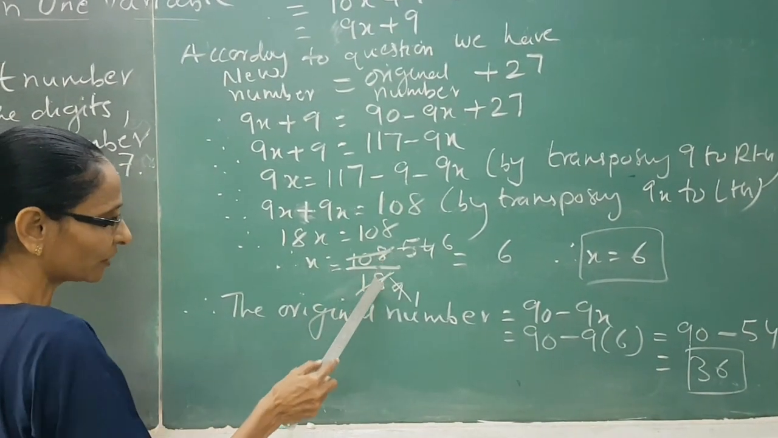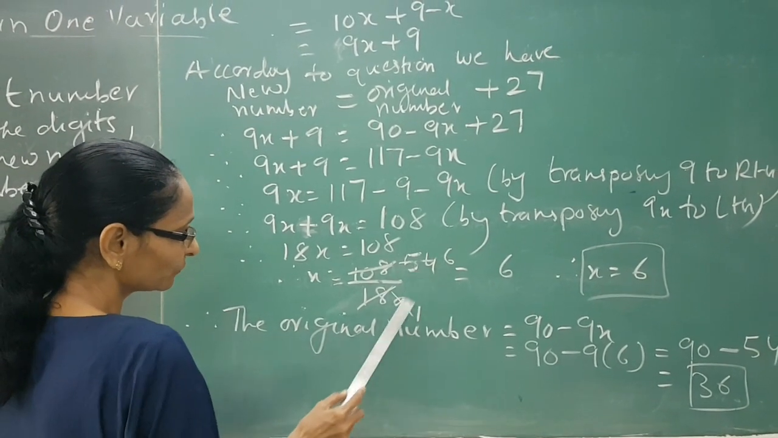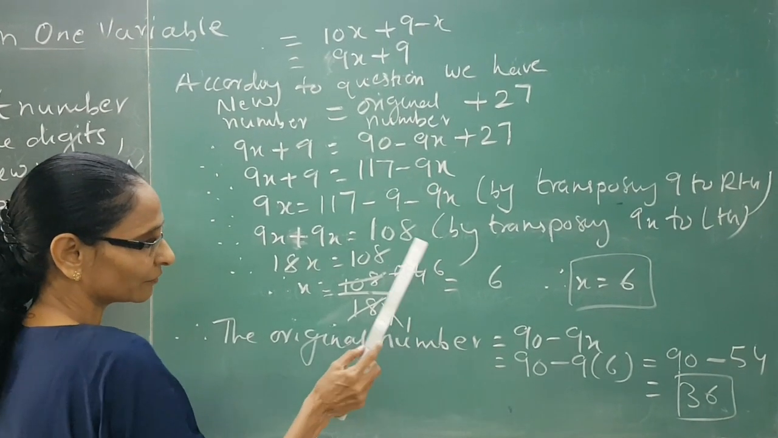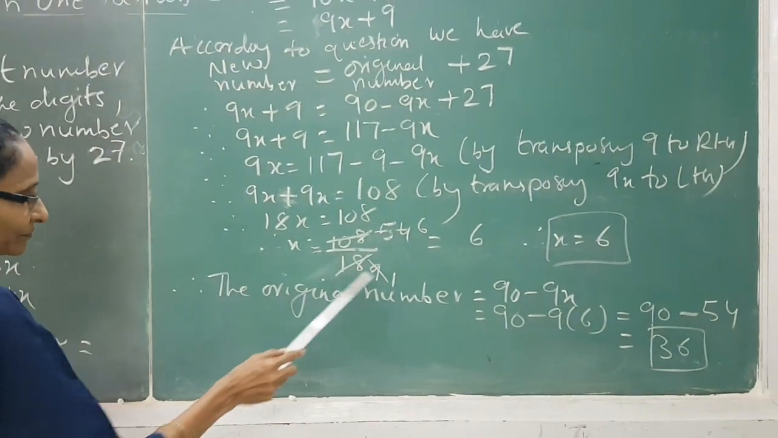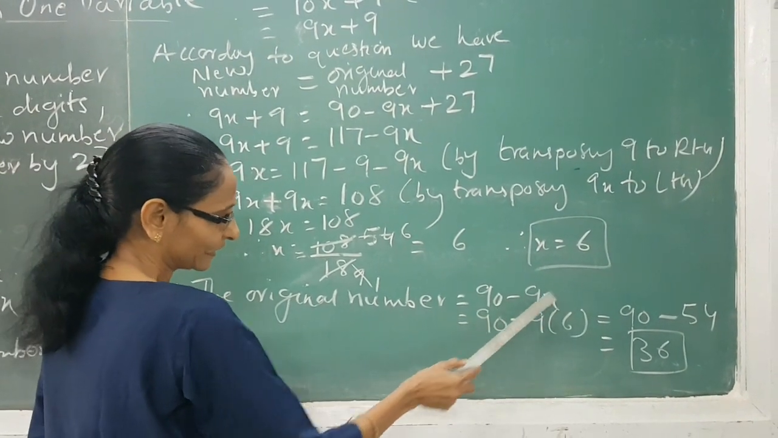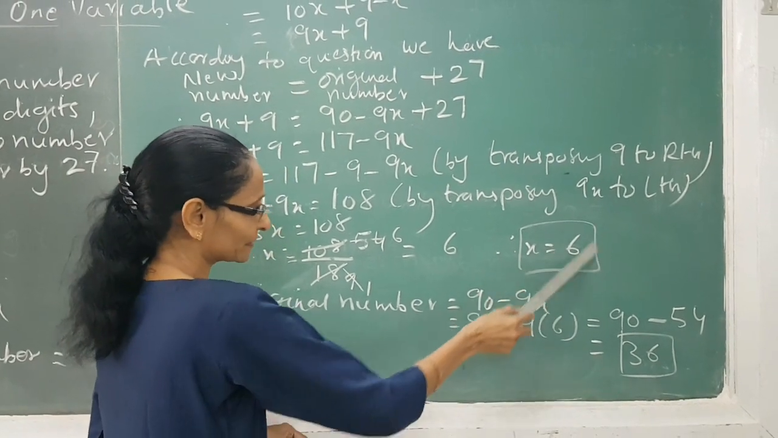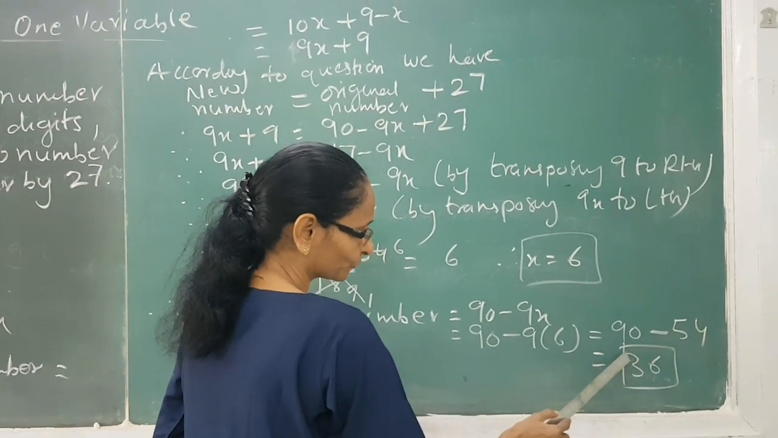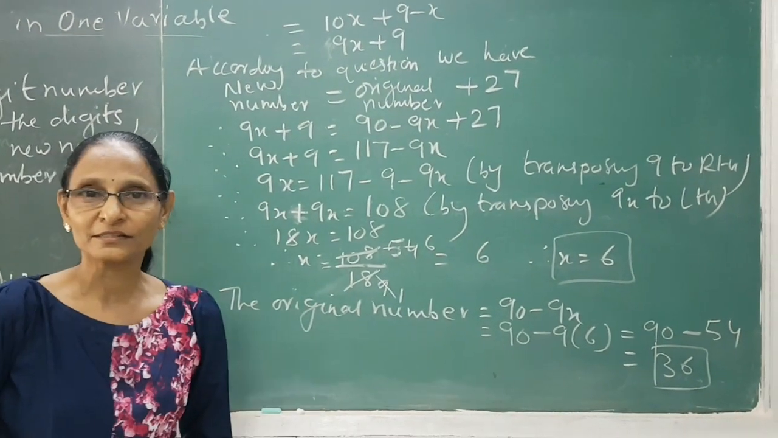Therefore x is equal to 108 upon 18. 2 9s are 18, 5 4s are 20. Then again we divide: 9 ones are 9, 6 9s are 54. Therefore x is 6. Therefore the original number is equal to 90 minus 9x. 90 minus 9 bracket x, and the value of x is 6. Therefore 9 6s are 54. 90 minus 54 is 36. So the original number is 36.